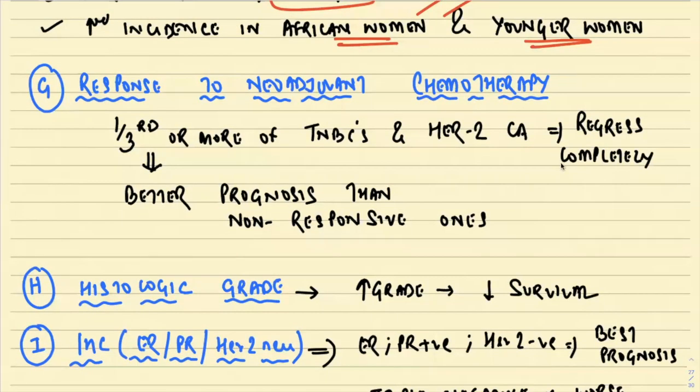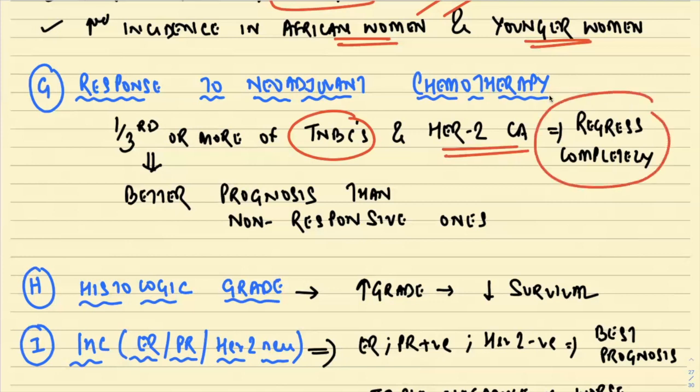Always remember, there is something called neoadjuvant chemotherapy. Before I do the surgery and remove the breast, I am going to give some chemotherapy to the patient so that the size of the tumor comes down. One third or more of the triple negative breast carcinomas and HER2 carcinomas regress completely with therapy. And these triple negative and HER2 carcinomas which respond to chemotherapy have a better prognosis than the non-responding triple negative and HER2 carcinomas. So if the patient is responding to neoadjuvant chemotherapy, it is a good sign.